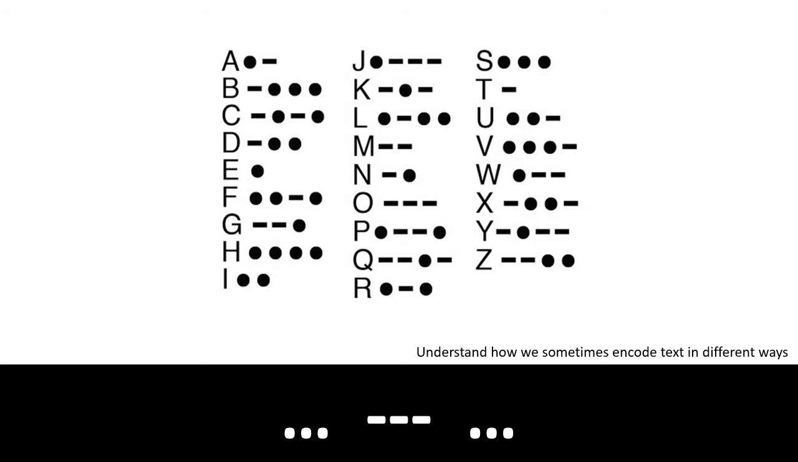So the next part of the lesson, we are looking at trying to understand how we sometimes encode text in different ways. On the screen in front of you, you will hopefully recognise the Morse code. Last lesson we looked at how we represent numbers using Morse code. We can also represent letters of the alphabet with Morse code. At the bottom of the screen you'll notice I have a message written in Morse code. Can you see what that message is?